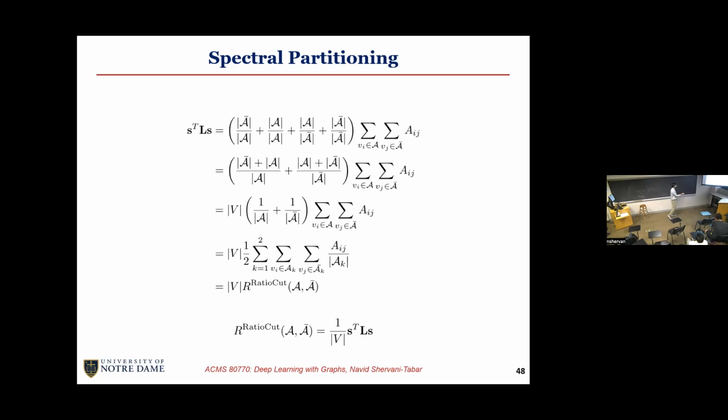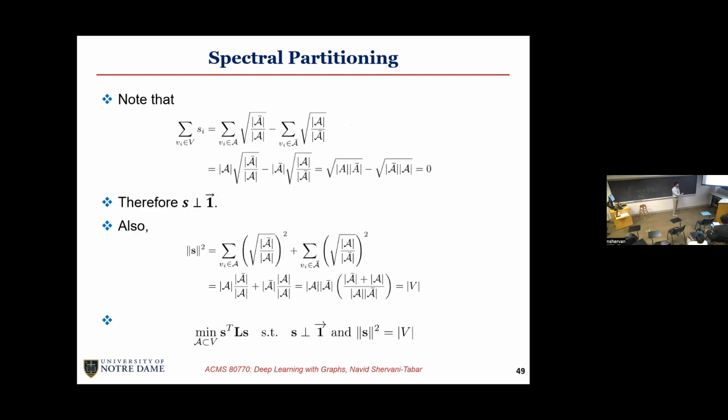So this is the definition, 1/2, sum over clusters, sum over nodes in cluster 1, sum over nodes in cluster 2. This is the definition for our ratio cut. And we wrote this S^T L S as V times basically our ratio cut. And so we can reformulate ratio cut in terms of Laplacian equation, a Laplacian matrix of the graph.